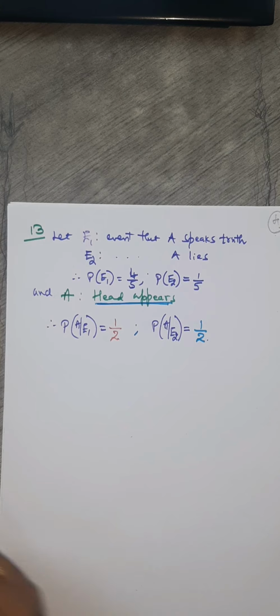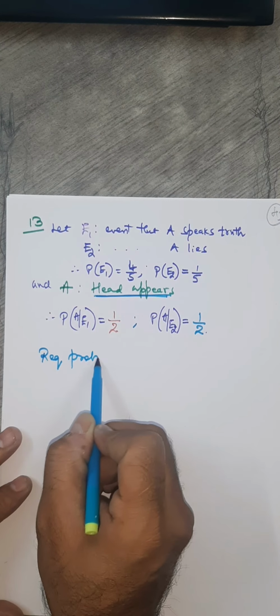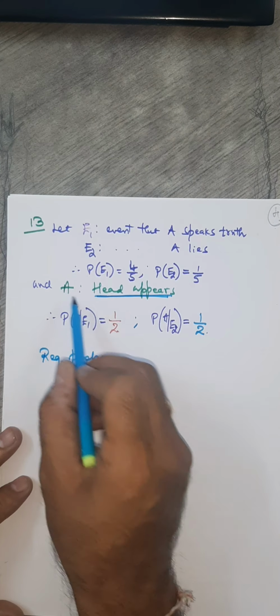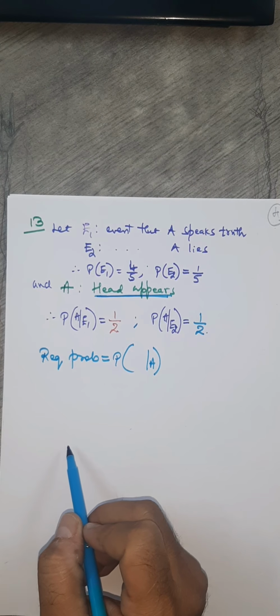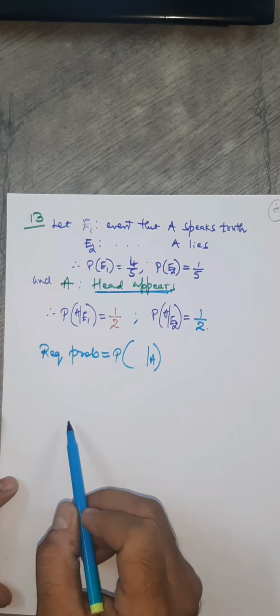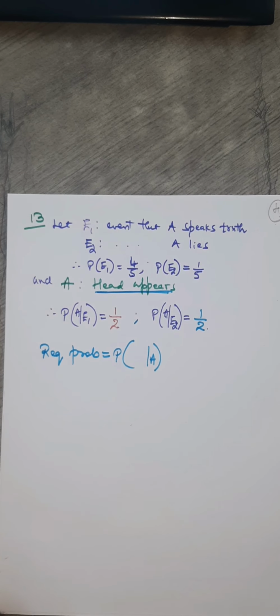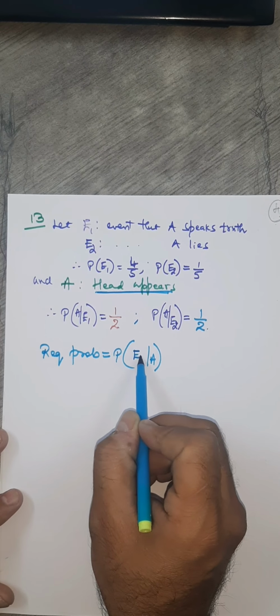Okay, now come to the question. What is the required probability here? Event A is head appears. And what is the question? The question says the probability that actually there was head, that means A speaks truth, that is the probability of E1.